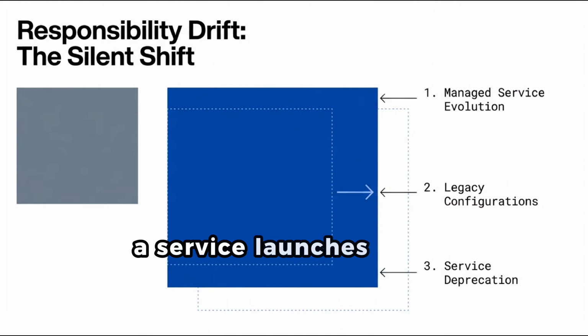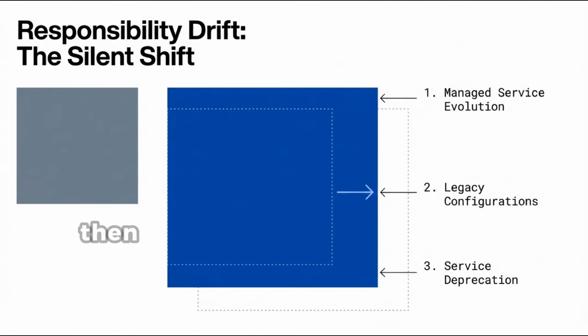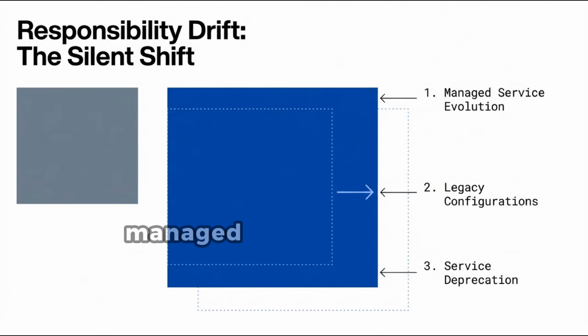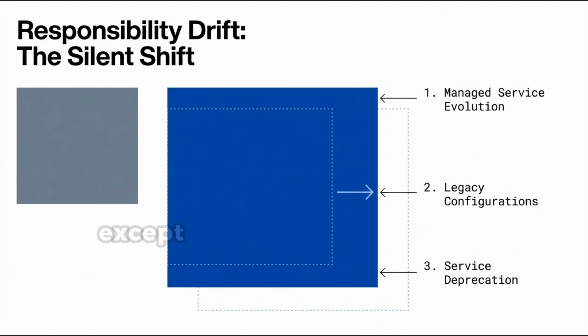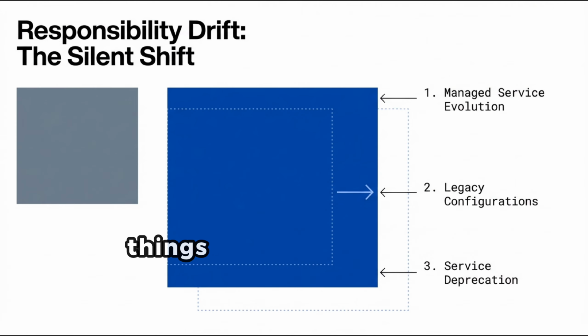A service launches as IaaS, where you manage everything above the hypervisor. Then the provider adds managed features: automated patching, managed updates, built-in monitoring. Great, right? Except now, the responsibility boundary has shifted. Things you used to handle are now provider managed. But did your team get the memo?